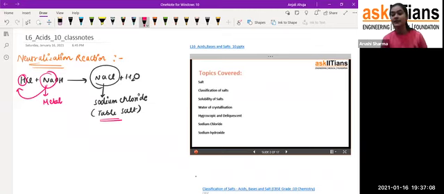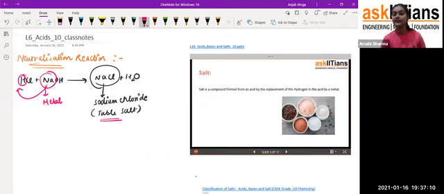Fine, students. Now moving towards the standard definition, so what is salt? Salt is a compound formed from an acid, by the replacement of the hydrogen in the acid by a metal. Exactly the same thing which I have told you: when the metal replaces the hydrogen from the acid, there would be the formation of the salt, and that's how we are getting the salt.